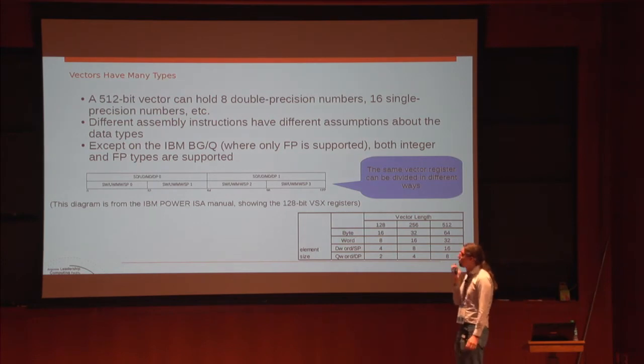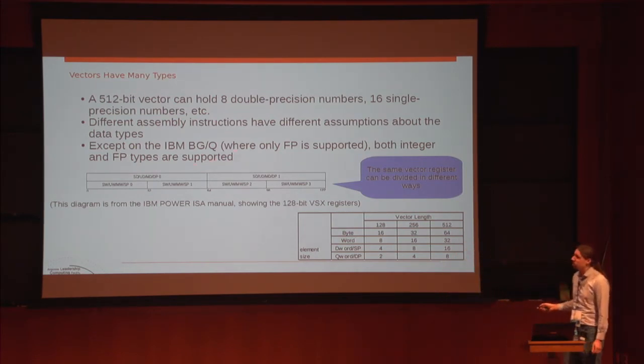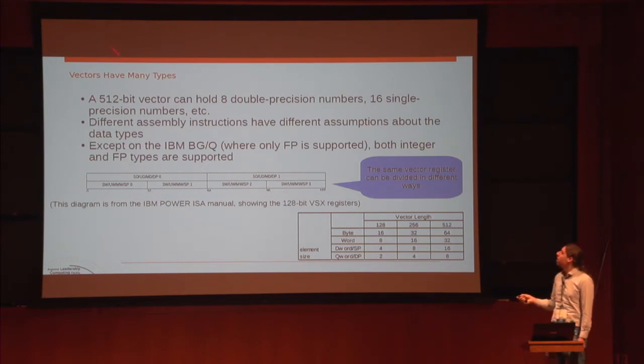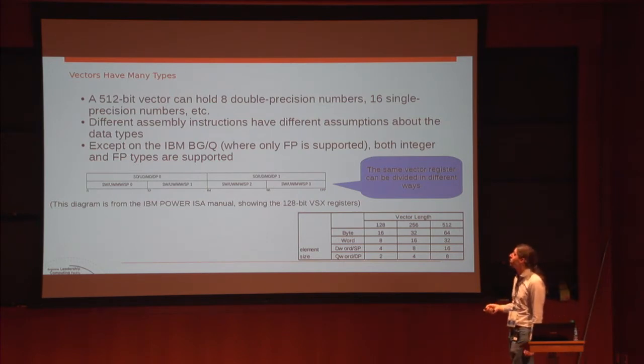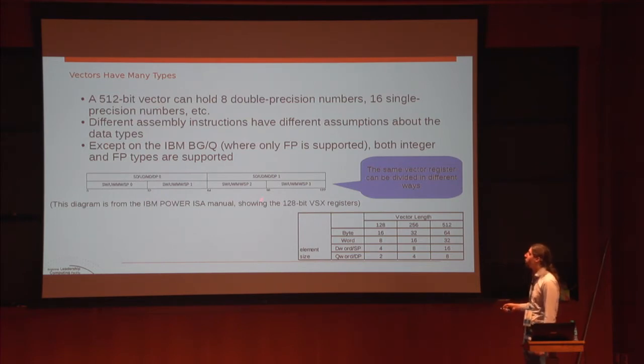And the vectors on modern processors, Blue Gene/Q excepted, are of a certain length, and they can be divided in many different ways. Different instructions treat the vectors as holding different kinds of data. So, for instance, a 128-bit vector might hold 2 double precision numbers, or it might hold 4 single precision numbers, etc.